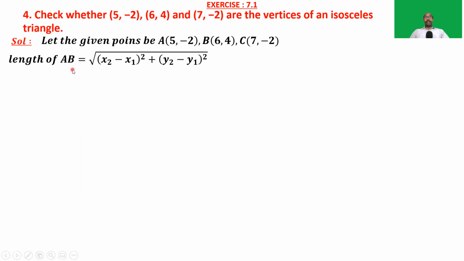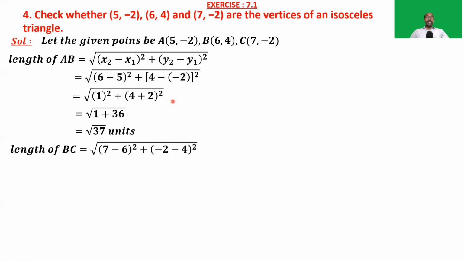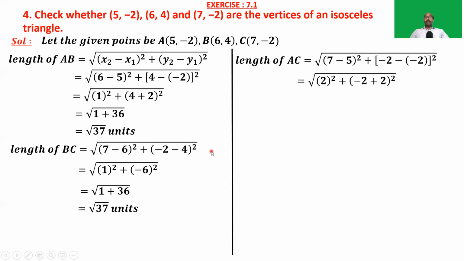So find the length of AB, which is equal to under root (x2 minus x1) whole square plus (y2 minus y1) whole square. So (6 minus 5) whole square, (4 minus (-2)), that is (4 plus 2) whole square. So from this we get AB is equal to root 37 units. And length of BC is under root (7 minus 6) whole square plus (-2 minus 4) whole square, that is root 1 square plus (-6) whole square, which is equal to root 37 units. As well as length of AC, we get 2 units.